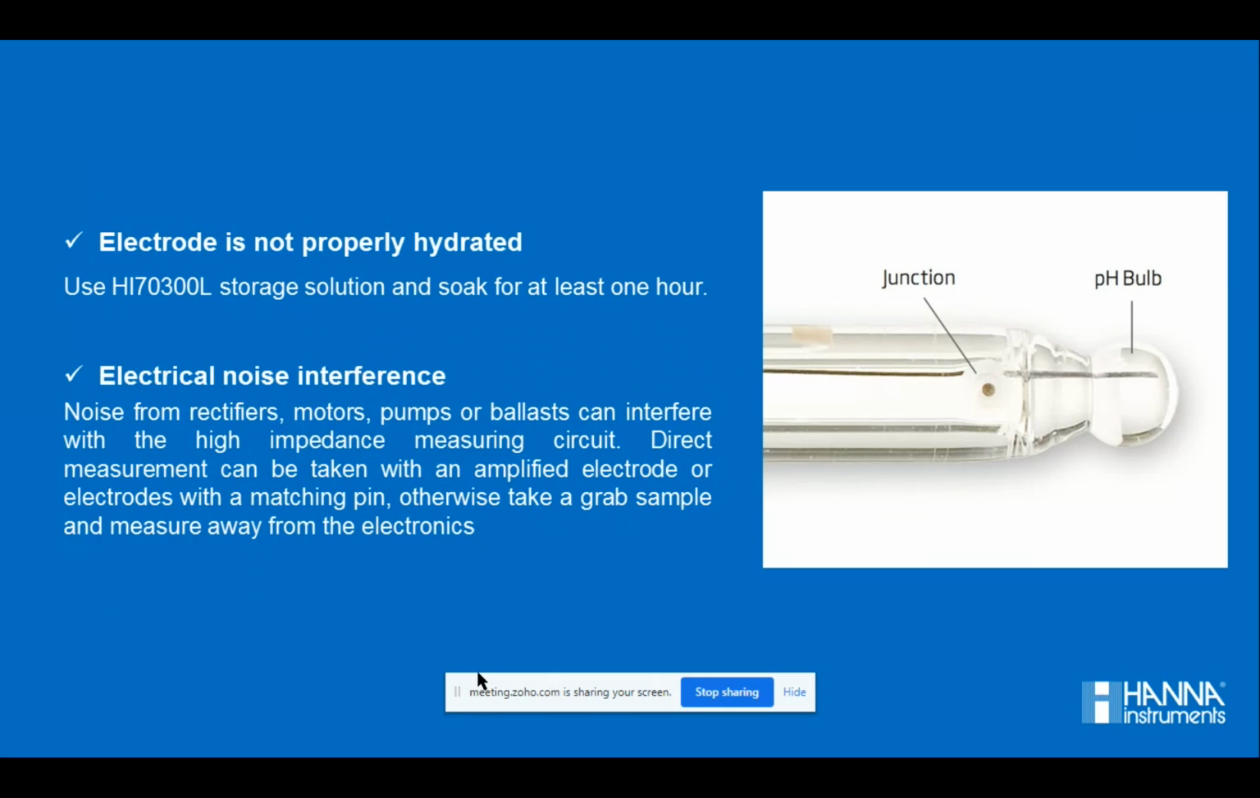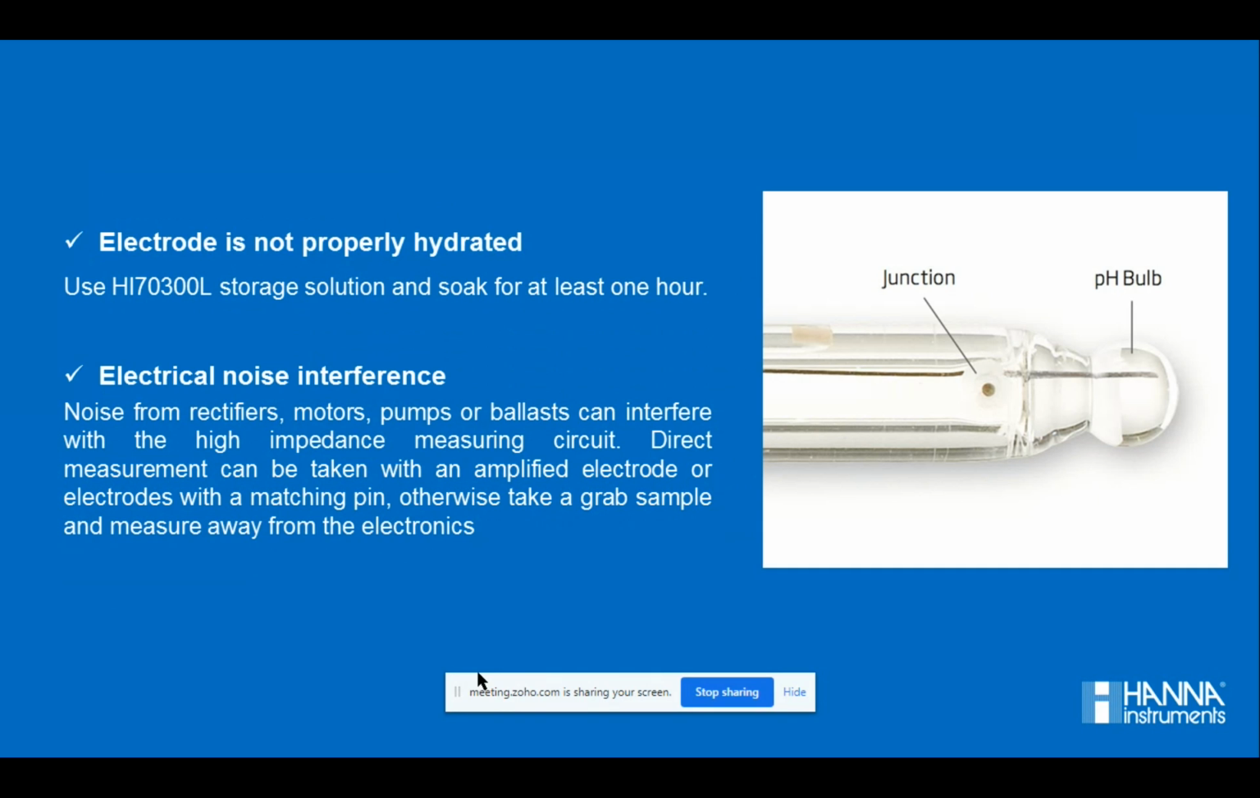Secondly, not storing the electrode properly can also give drift or erratic readings. Storing the electrode in storage solution is very much recommended. The storage solution will build a hydrated layer on the bulb of the electrode. Thus, you will get stability in readings as the diffusion of hydrogen ions will be limited according to the pH of your sample.